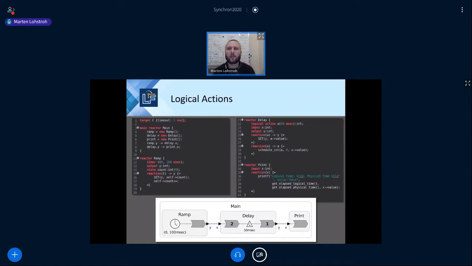This code specifies a main reactor with 3 contained reactors and connections between them. A timeout of 1 second has been specified, so this program only runs for 1 second. And we also have a shorthand notation for the periodically scheduled logical action that we saw on the previous slide, and we call these timers. This particular timer has no offset and a period of 100 milliseconds.